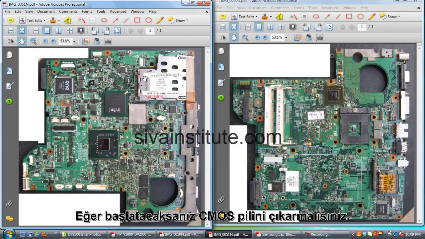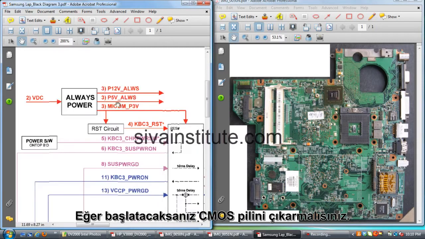If it is short, the set is dead. First you should remove the CMOS battery.